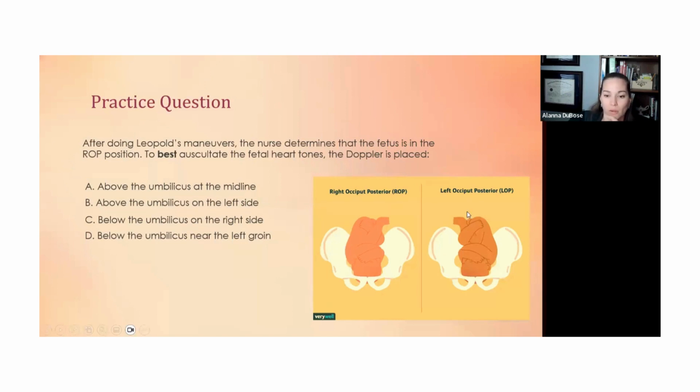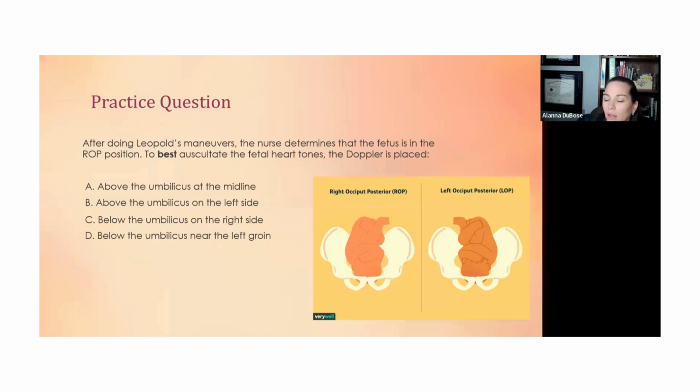Okay. So let's do this. I'll put up a poll here. After doing Leopold's maneuvers, the nurse determines that the fetus is in the ROP position. To best auscultate the fetal heart tones, Doppler is placed. You may not know this, and that's okay. So baby is ROP. Where would you put the Doppler for the fetal heart tones?